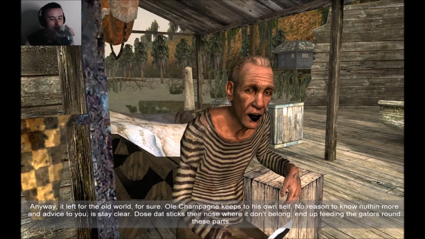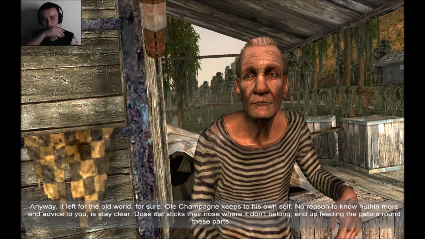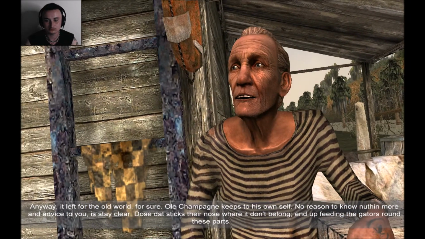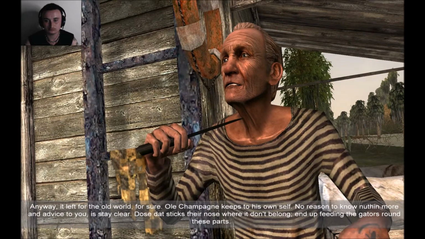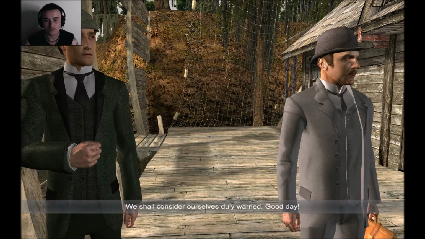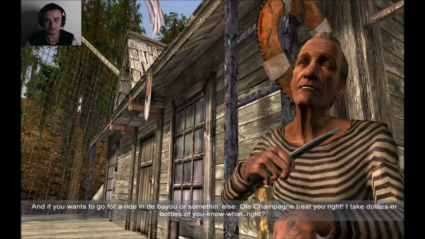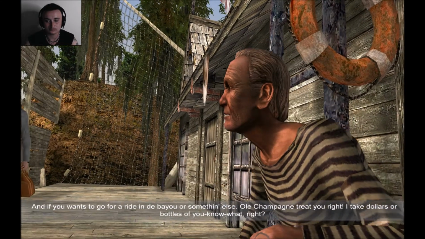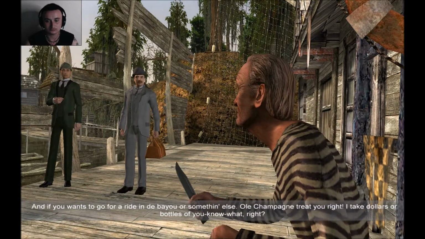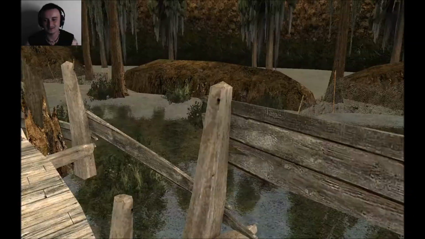Old Champagne keeps to his own self. No reason to know nothing more. And advice to you, stay clear. Those that stick their nose where it don't belong end up feeding the gators round these parts. We shall consider ourselves duly warned. Good day. And if he wants to go for a ride in the bayou or something else, old Champagne treats you right. I take dollars, bottles of you know what, right? I assume you mean champagne.